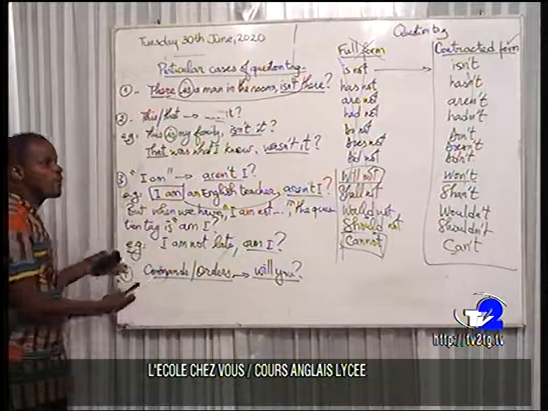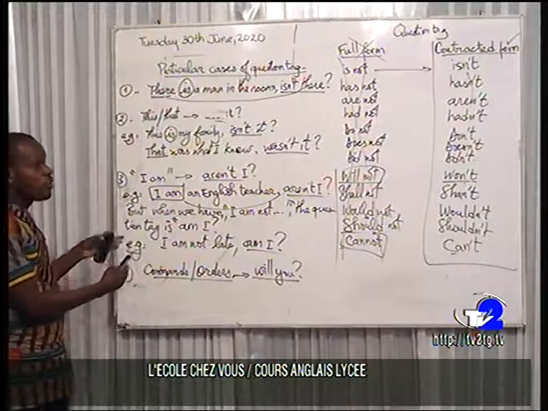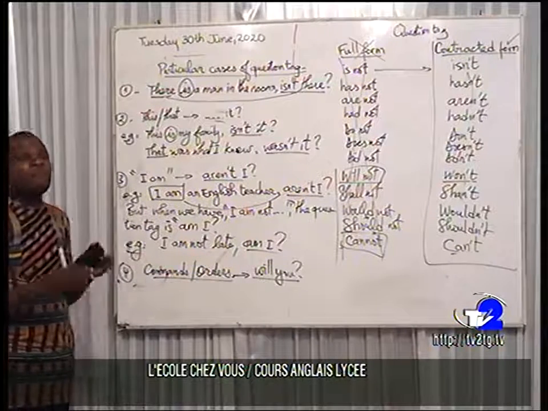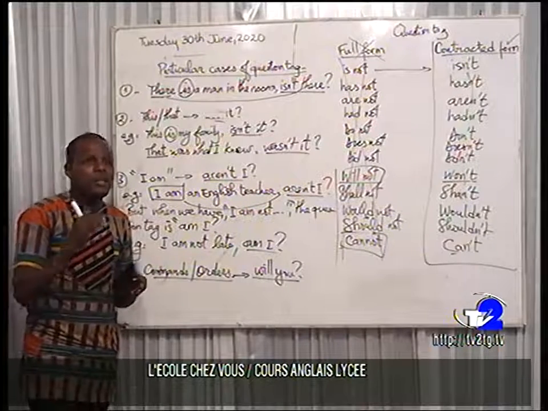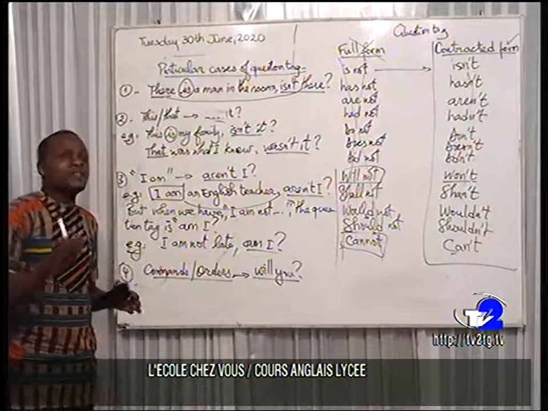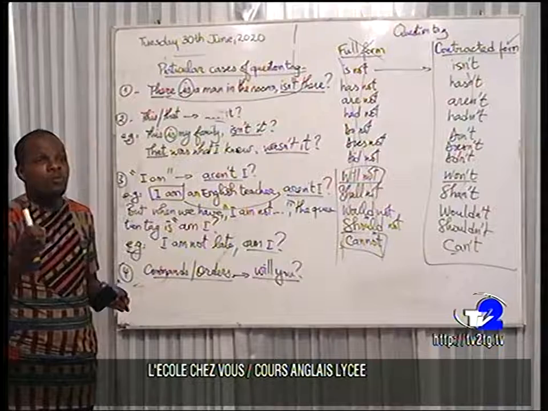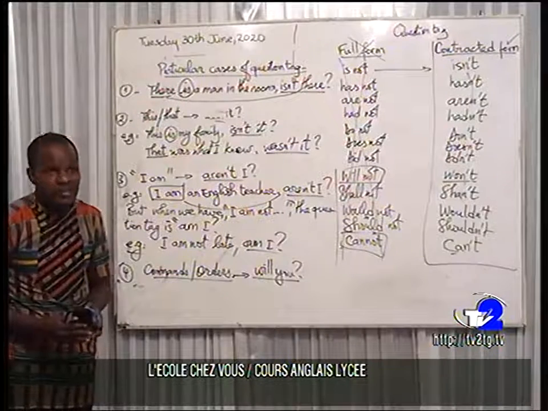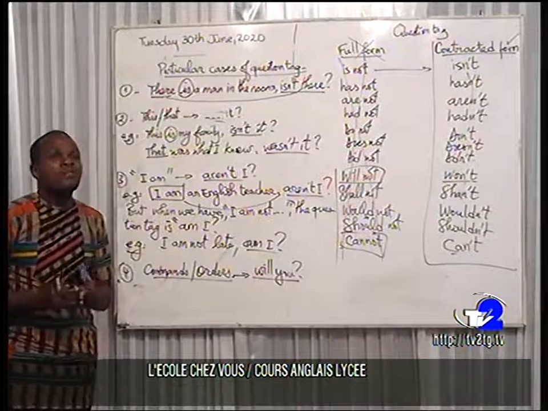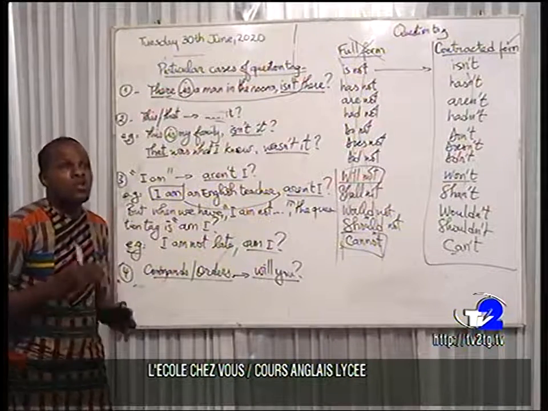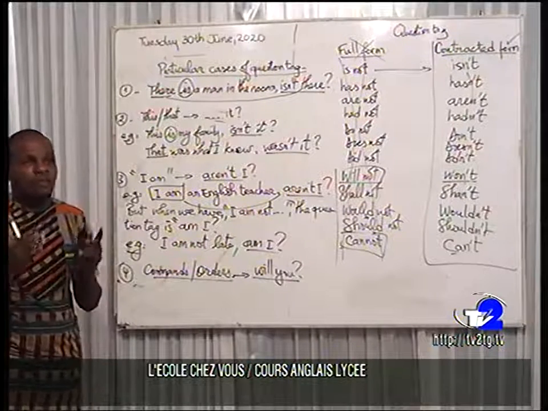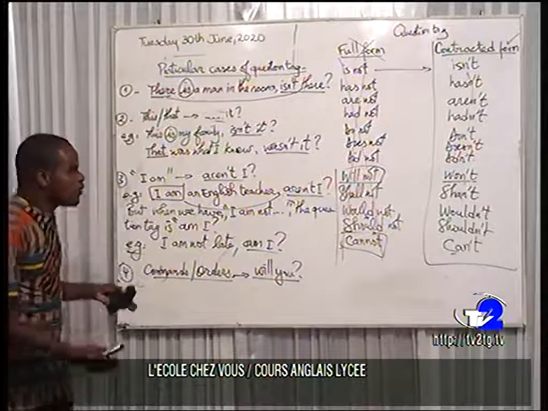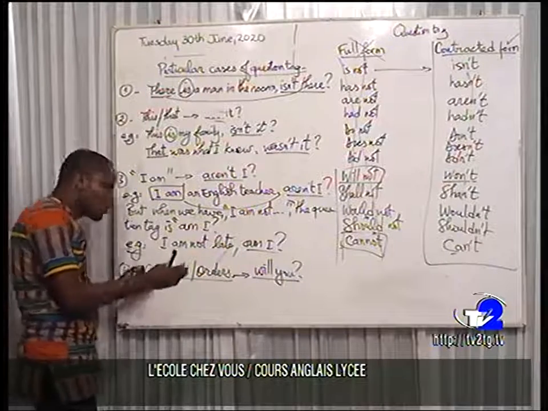So when you have an order, such a sentence is called an imperative sentence. Please note, an imperative sentence is formed with only the verb. We don't use the subject. In negative form, we precede the verb with don't. We say don't plus verb. But in positive form, we only use the verb. There's no subject.